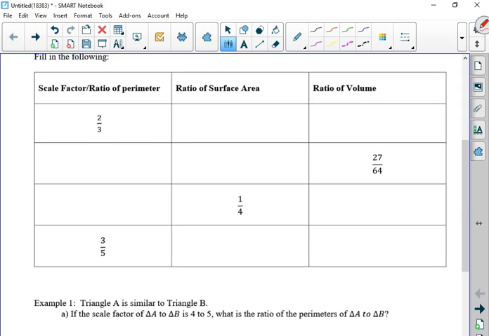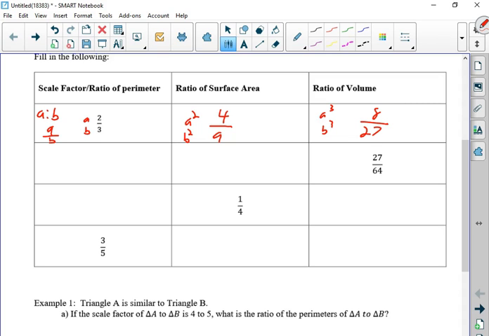Just remember that A colon B can be written as A over B. So we're looking at the numerator is A and the denominator is B. So what do we say the surface area is going to be? If perimeter is A to B, then this is going to be A squared to B squared. So this is going to be 2 squared over 9. And this is going to be A cubed over B cubed. So 2 cubed is 8, B cubed is 27.